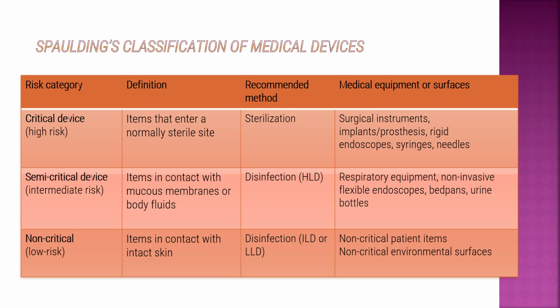Semi-critical device, intermediate risk: items in contact with mucous membrane or body fluid. The recommended method is disinfection, high-level disinfectants. Examples are respiratory equipment, non-invasive flexible endoscopes, bedpans, urine bottles. Non-critical, low-risk: items in contact with intact skin. Disinfection, intermediate or low-level disinfectant. The examples are non-critical patient items and non-critical environmental surfaces.